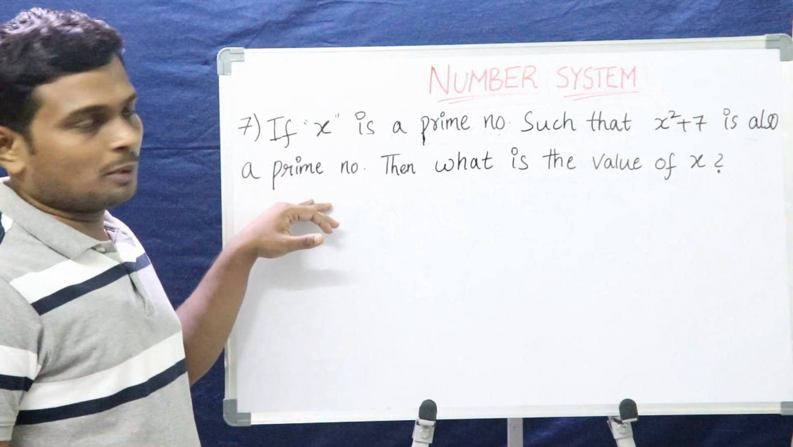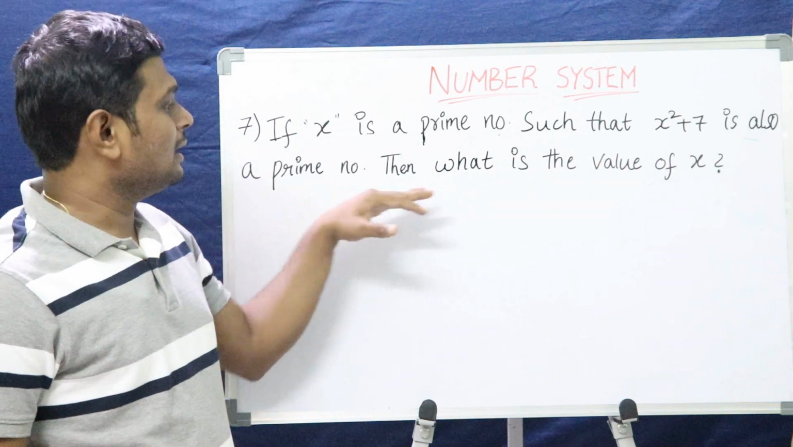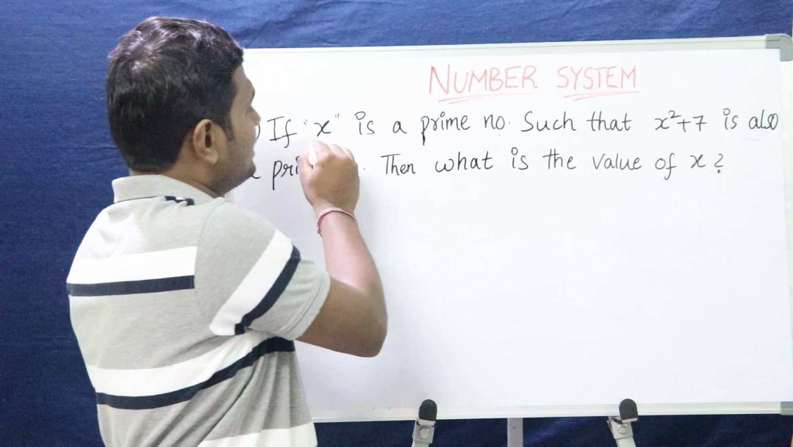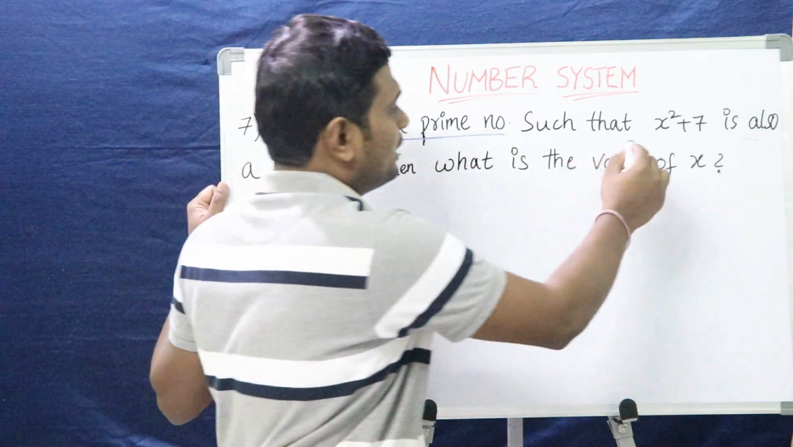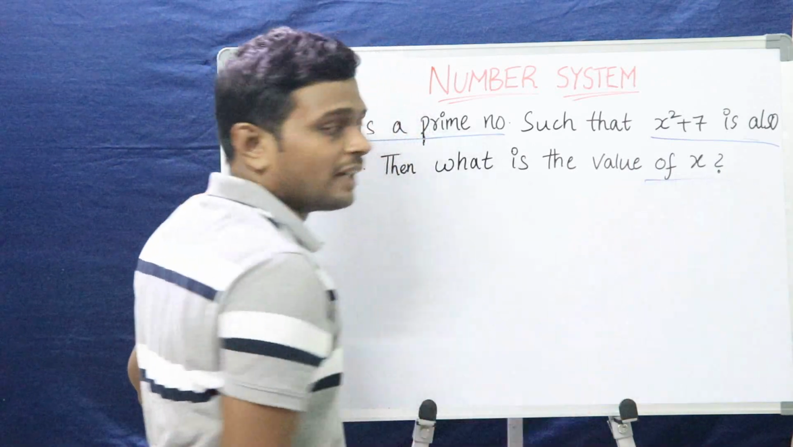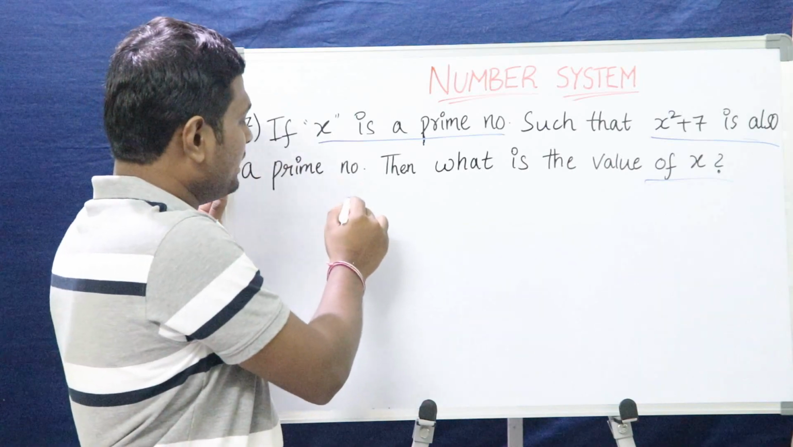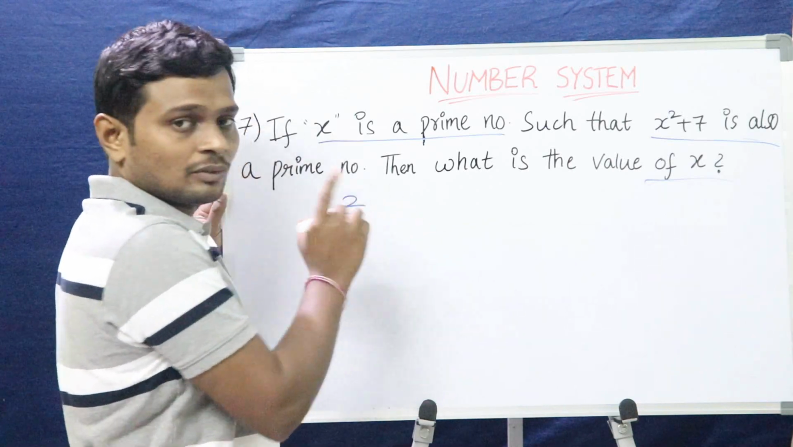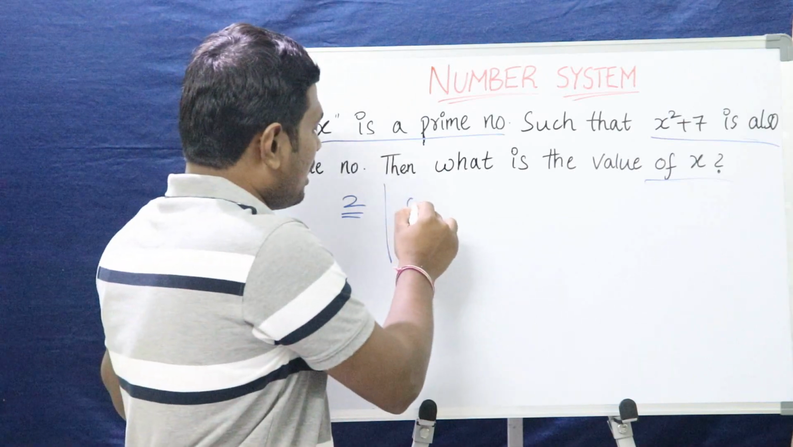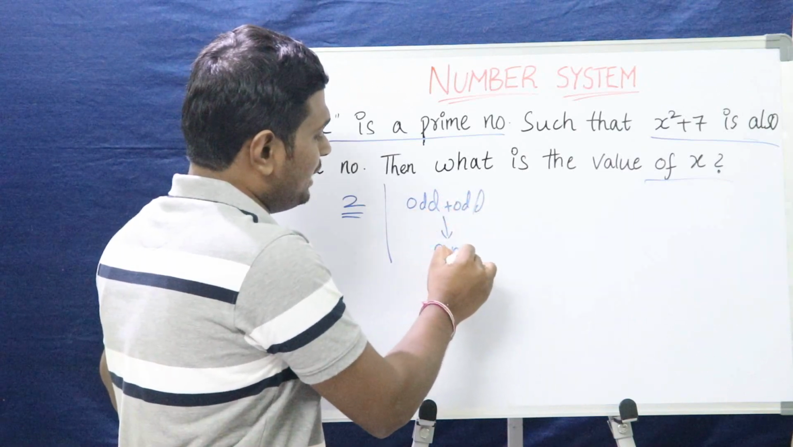Let me solve a similar problem. If x is a prime number such that x square plus 7 is also a prime number, then what is the value of x? We were given 2 statements, right? The first statement is x is a prime number. The second statement is x square plus 7 is also a prime number. And we were asked to solve for the value of x. We know 2 facts. One fact is the only even prime number is 2. The second is, if we add an odd number plus odd, it will result in an even number.